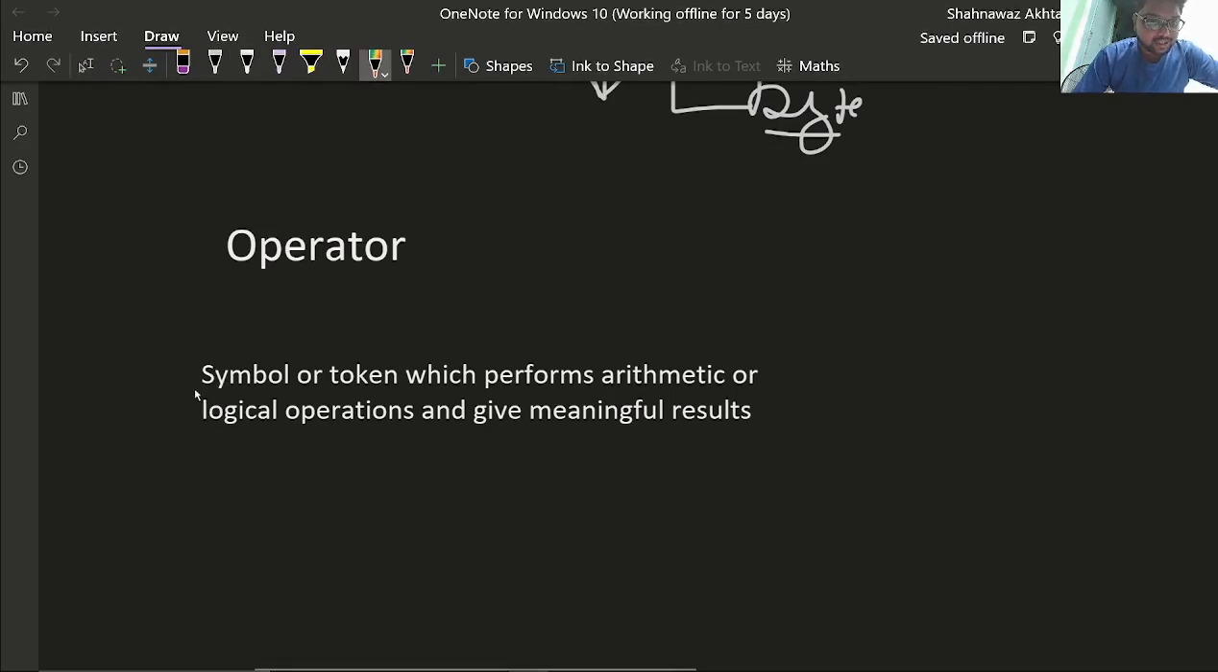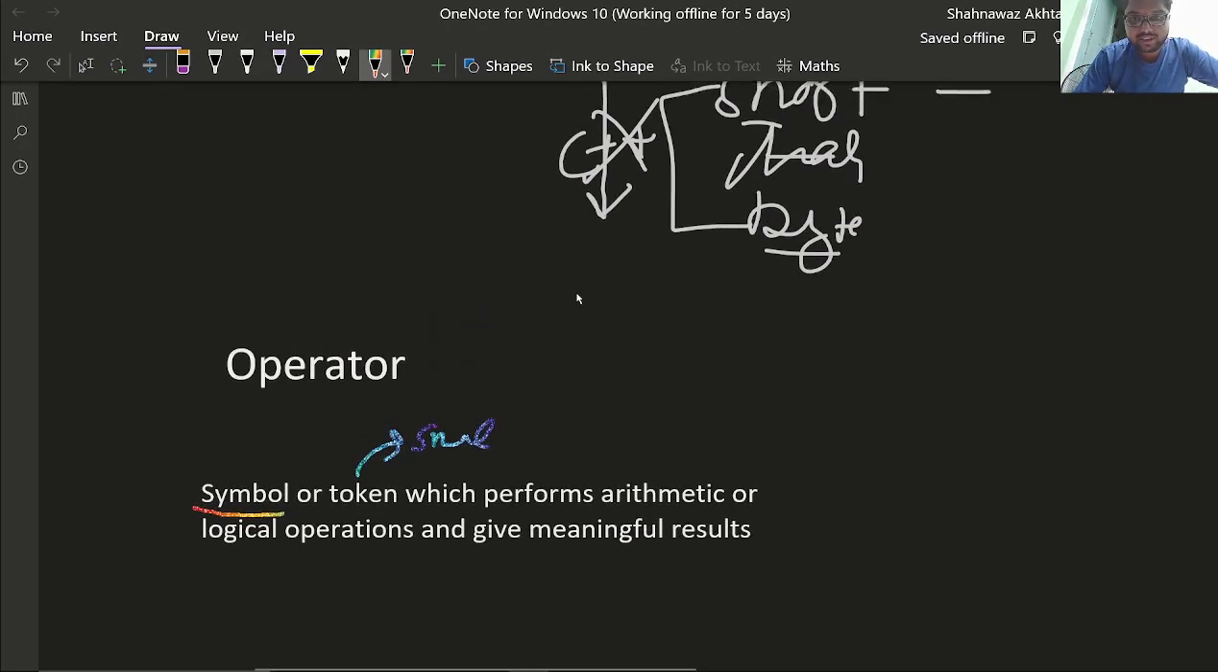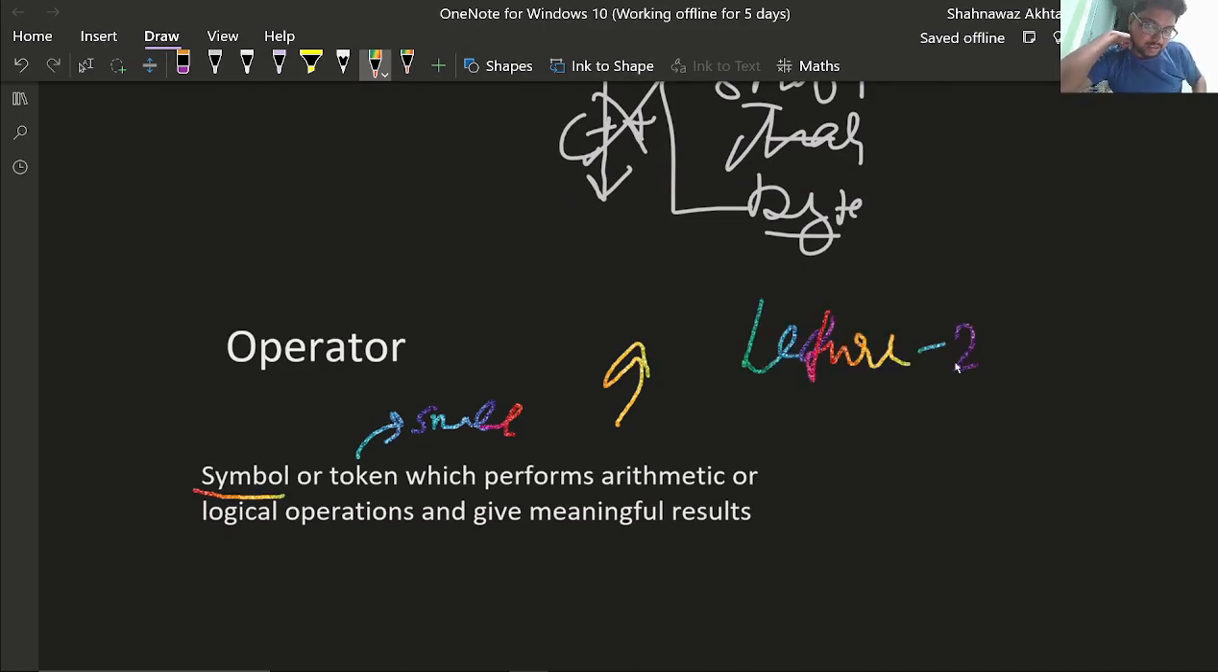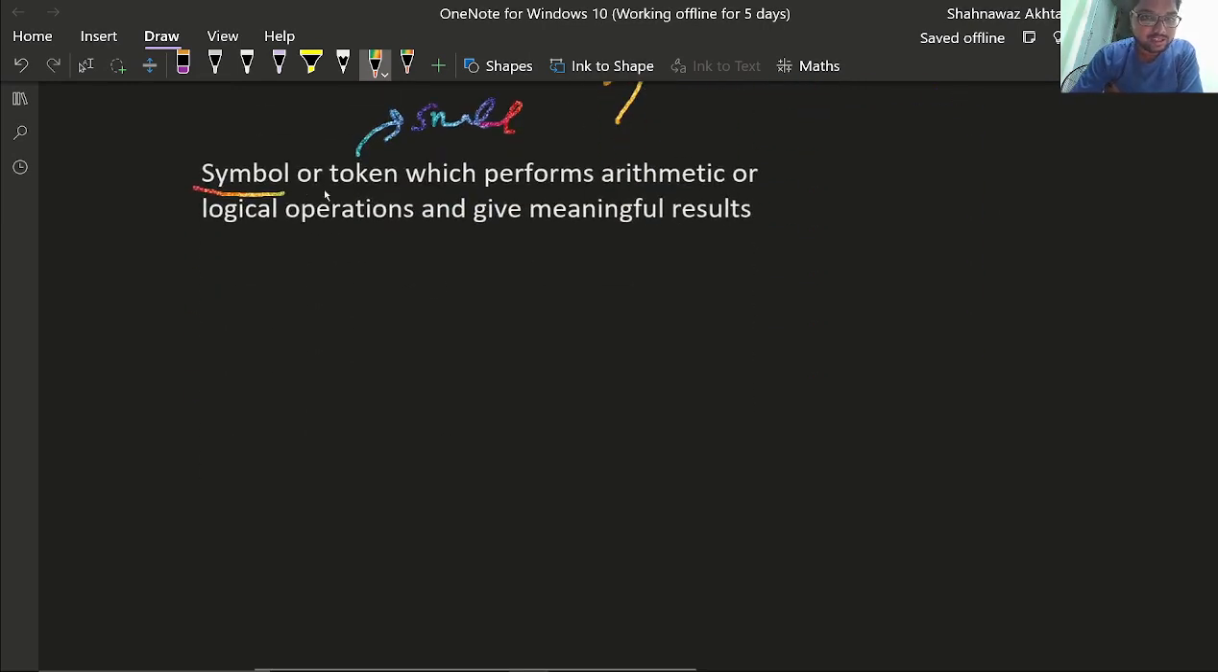See, operators are basically symbols. Tokens are the smallest entities. See, in the previous lecture, I have explained about the tokens. So if you don't know about tokens, just go and watch my previous video, that is lecture number 2. There you will get the term token. Please watch all the videos carefully so that I can relate each of the topics and explain well to you. So these are symbols which perform arithmetic or logical operations, and in common we can say that they perform some actions, and give meaningful results.